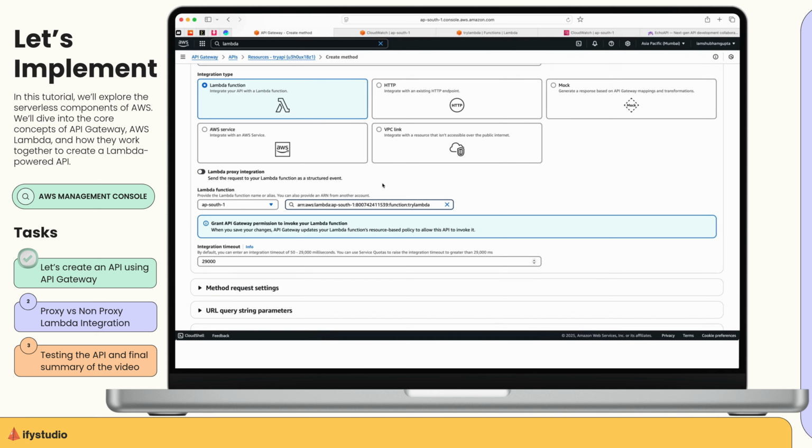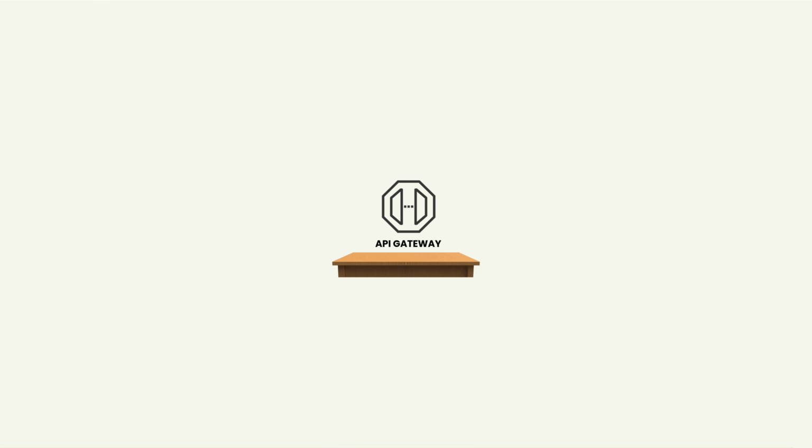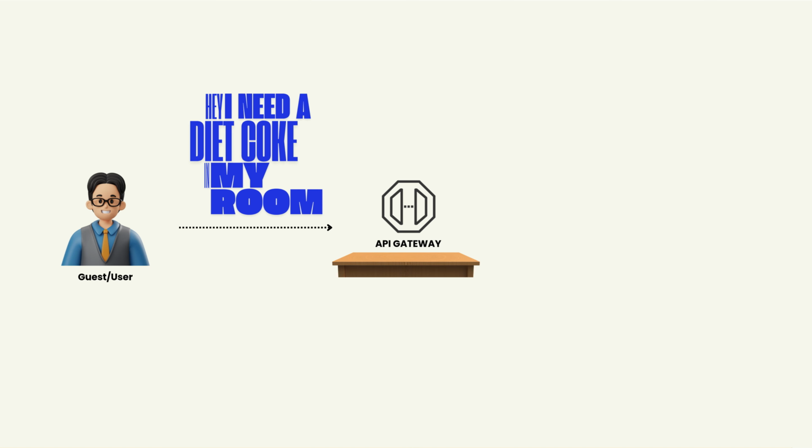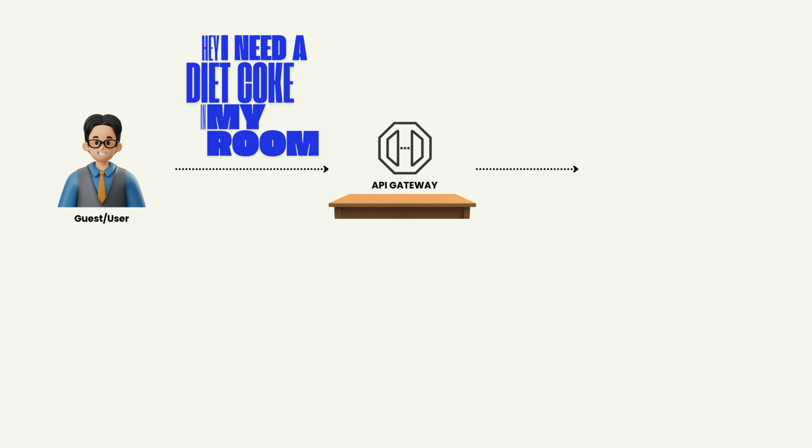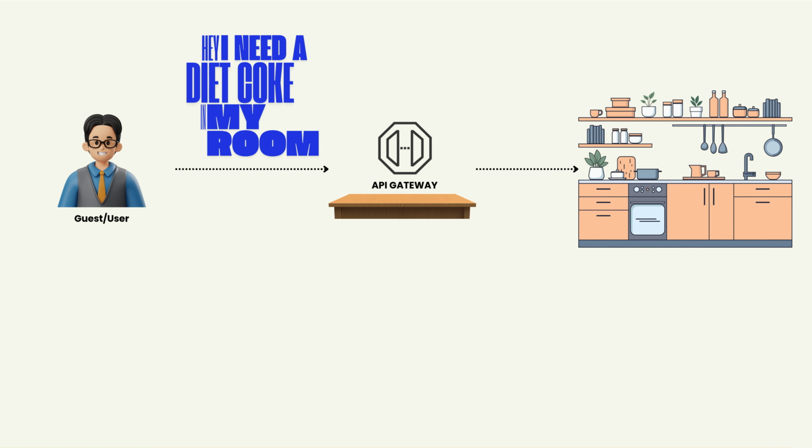Now let me quickly break down the difference between proxy and non-proxy integration. In simpler words, think of it like passing a message. Imagine that API gateway is a receptionist at a hotel. A guest, a user, just makes a request to the receptionist that, hey, I want something in my room and for the room service. And the receptionist, which is API gateway, needs to pass that message to the corresponding department, such as kitchen or laundry. But there are two ways this can happen.